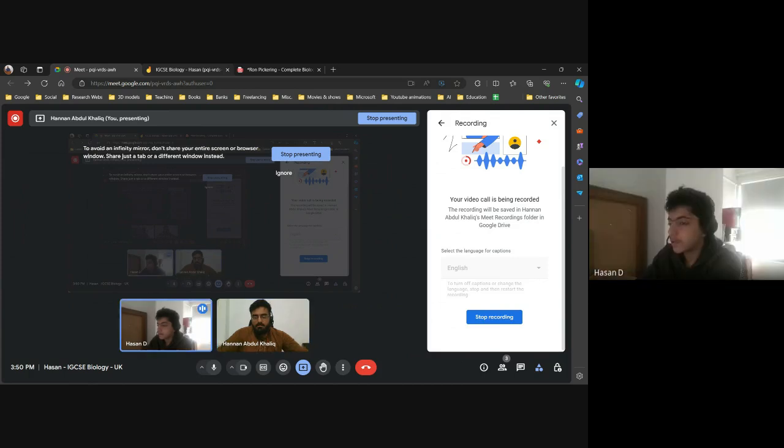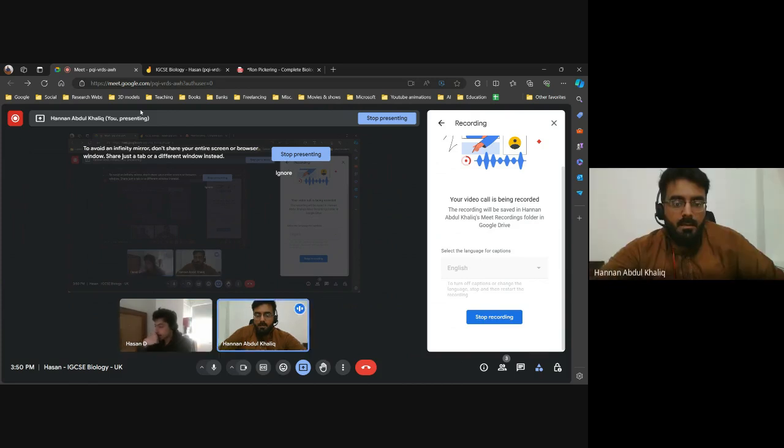The general cell, at least the plant cell, is like a rectangle shape, and then the muscle cell is like the spindle shape, and the red blood cell is the biconcave shape. You can easily see that all the cells are either losing organelles or gaining some organelles so that they can easily perform their functions.